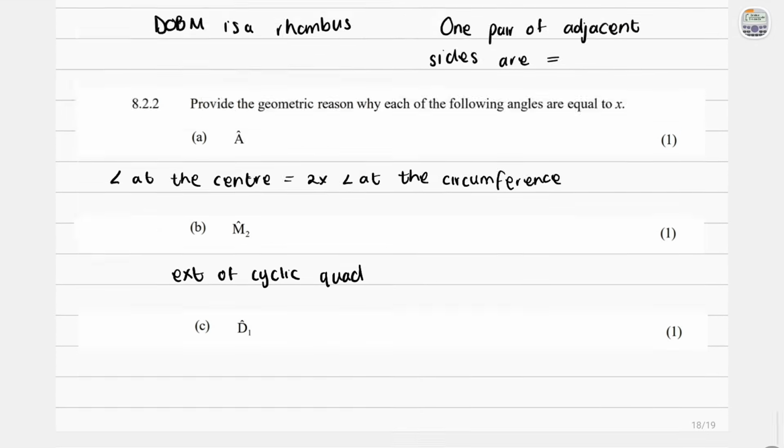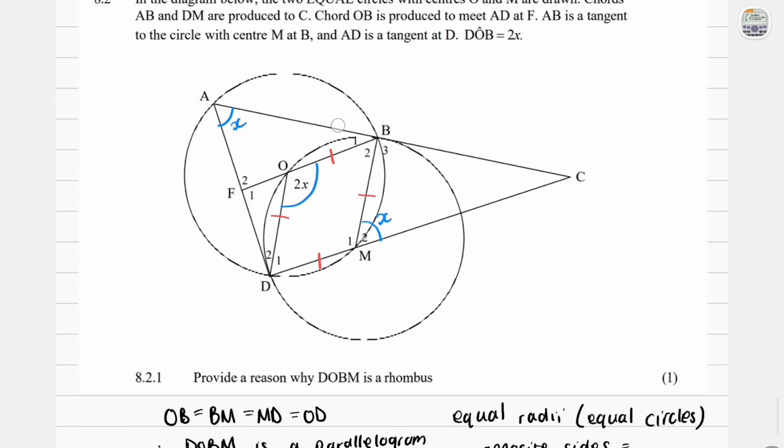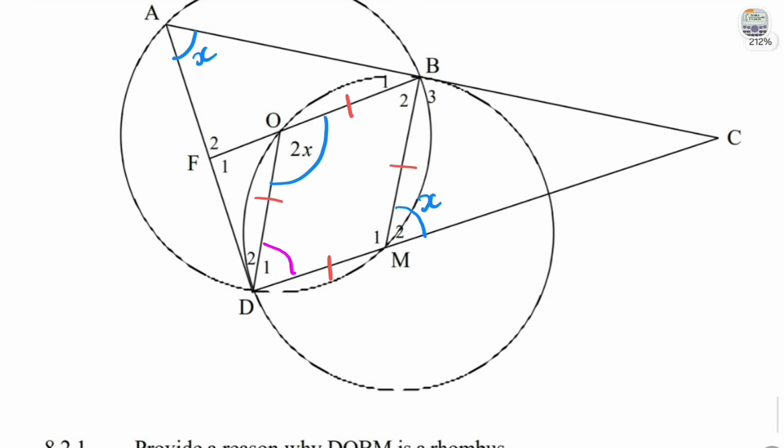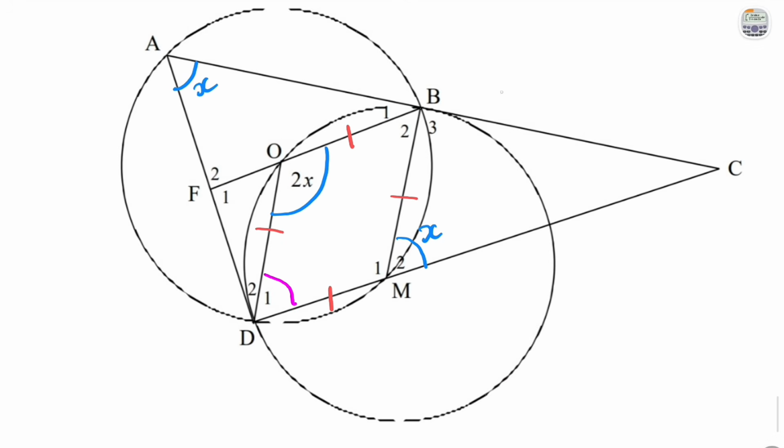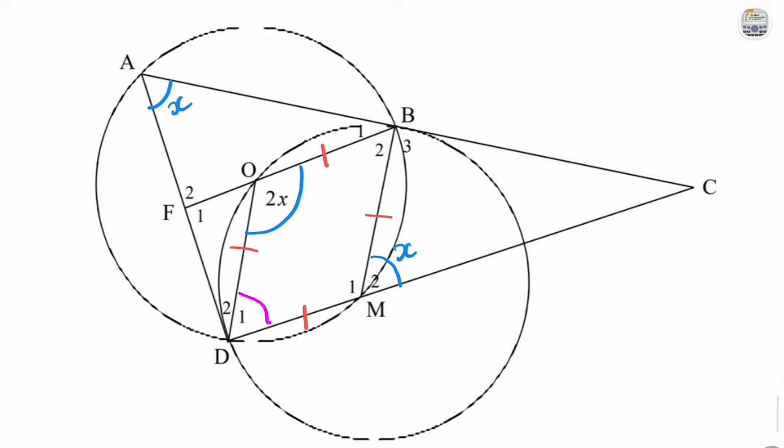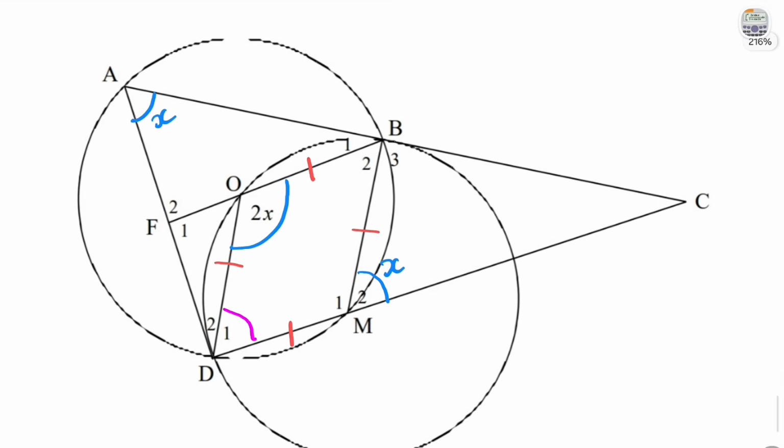The next question is angle D1. We need to find out why that is equal to x. Angle D1 is over here. Why would that be equal to x? This probably has to do with seeing how it's inside this rhombus. We can think about how we can use this rhombus to find x. Okay, so here we go. Do you see these lines?